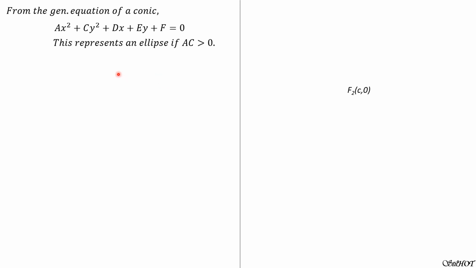And the semi-major axis, a, is greater than both the semi-minor axis b and half of the distance between foci. So a is greater than b, comma c. When P is at V3, so let's draw the ellipse first.